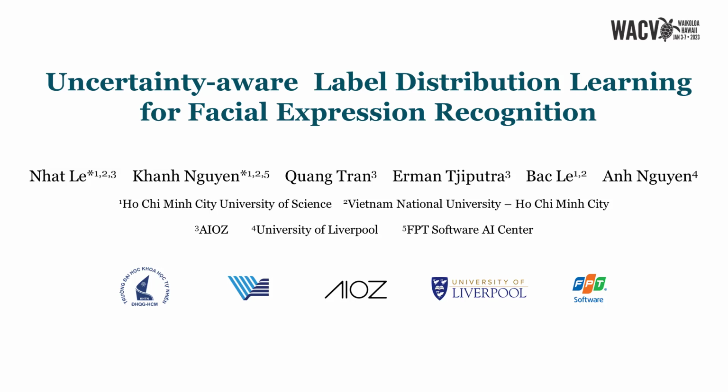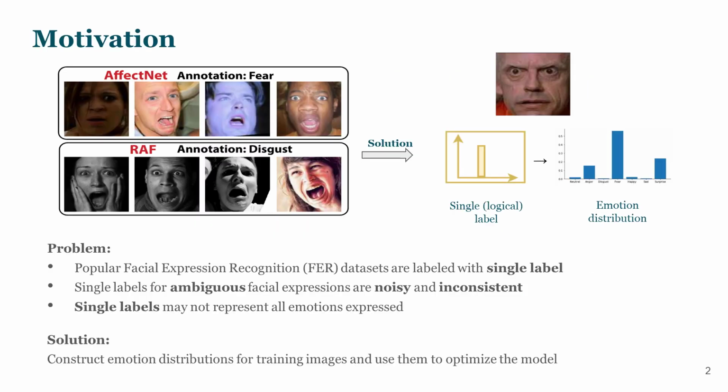Hello everyone, it's an honor to present our paper Uncertainty-Aware Label Distribution Learning for Facial Expression Recognition. Label ambiguity is a key challenge in facial expression recognition, or FER for short.